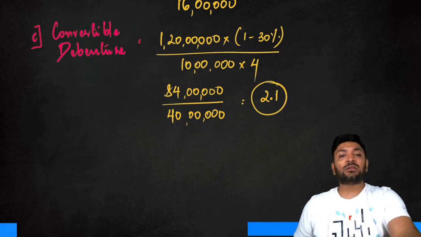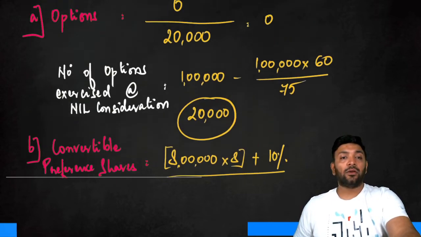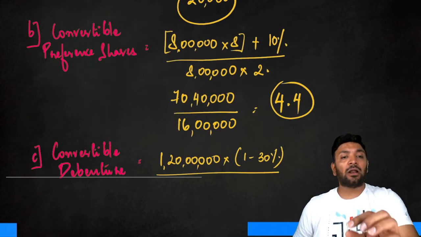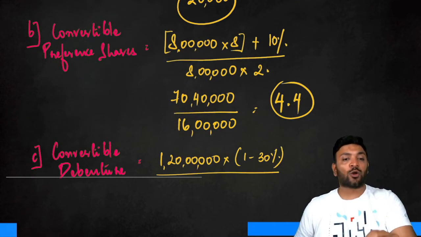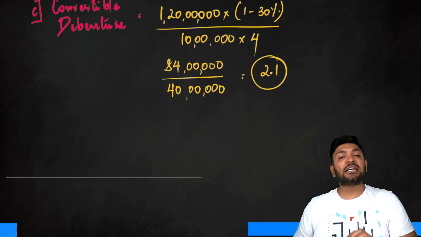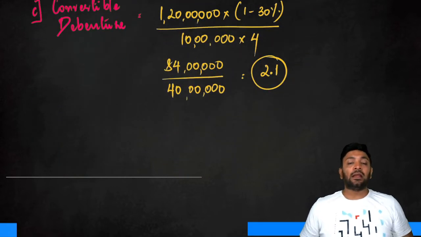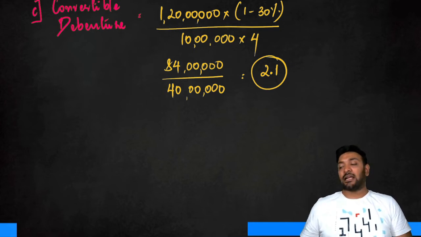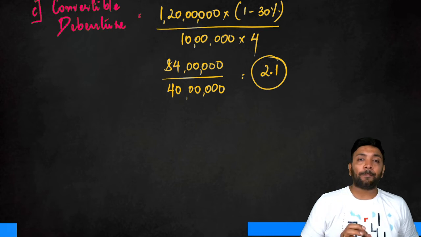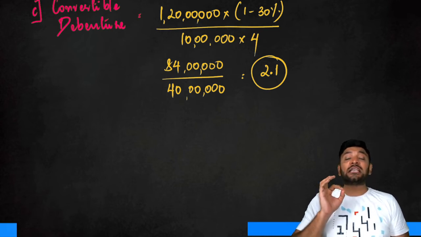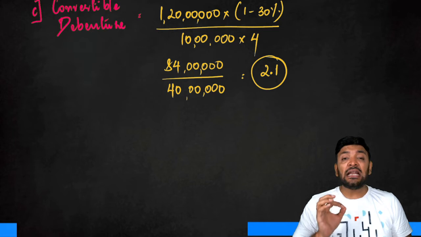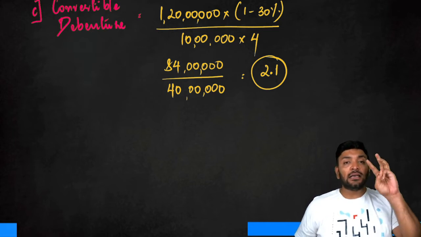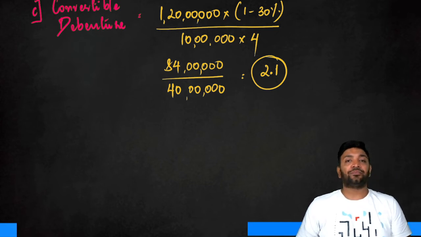So my dilution factors, I've got 3 options. For options, I got it as 0, which we always knew. Convertible preference shares, my dilution factor is 4.4. Convertible debentures, my dilution factor is 2.1. I have the increase in PACE and increase in VANs for all the 3 potential equity shares. Now you tell me, how many dilutions are possible in this particular enterprise, which has 3 potential equity shares?